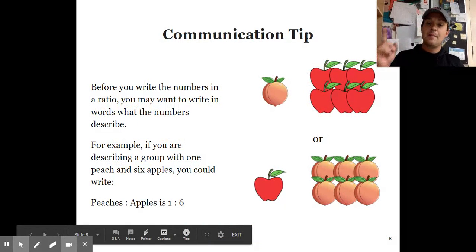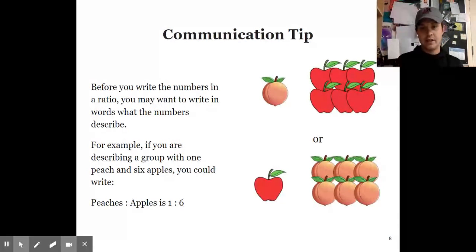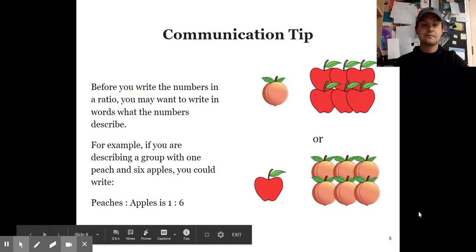Communication tip. Before you write the numbers in a ratio, you may want to write in words what the numbers describe. For example, if you are describing a group with 1 peach and 6 apples, you could write peaches to apples is 1 to 6. So look at those 2 pictures there. Which picture shows the ratio of 1 to 6 that's described? The top one or the bottom one? Shout that answer out.